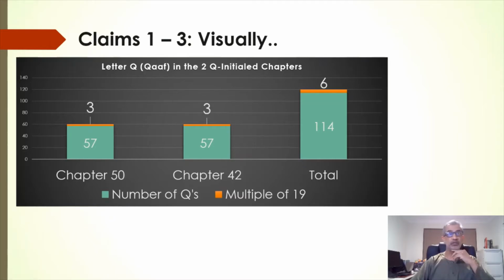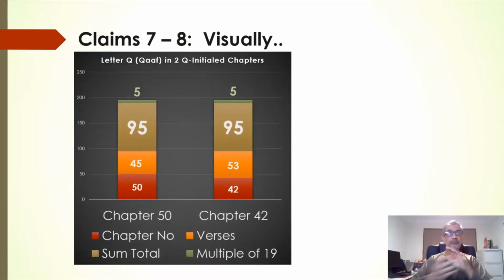There are 2 books I'm going to use this time for these claims. Now, claims 7 and 8, visually to represent that, basically there's an interplay between the chapter and the number of verses. So, for example, in this diagram, for chapter 50, it's saying that there are 45 verses, and if you total 50, the chapter number, and the verse count, you end up with the number 95. Now 95, if you divide by 19, again that base encoding number, you get a whole number 5. So 19 and 5 are factors of 95.